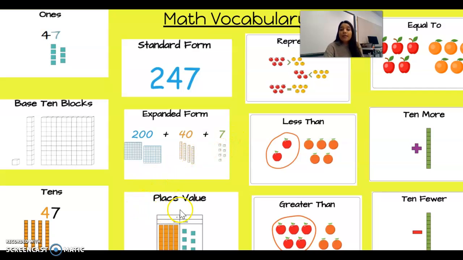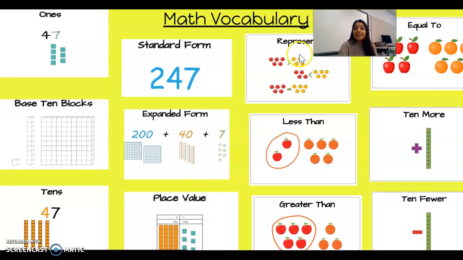Place value. Place value lets us know how many tens and ones are in a number. So there are 4 tens in the number 47 and 7 ones. Represent. Represent is when we can use our greater than, less than, or equal to symbol in a number sentence. Less than. Less than is which one has the least amount or which number is smaller.